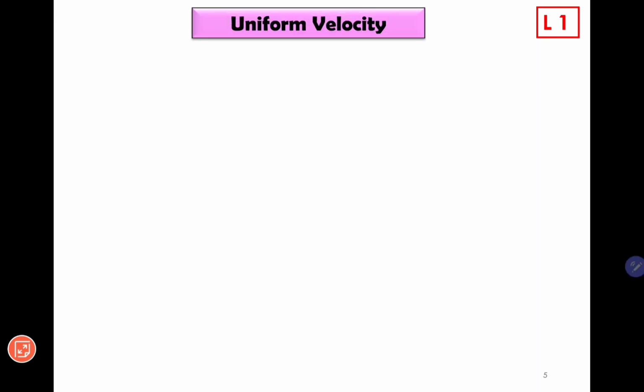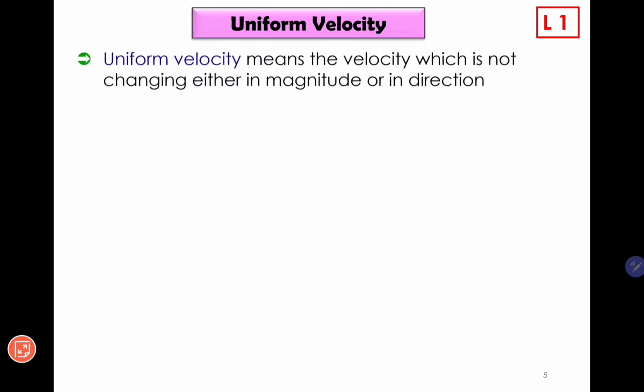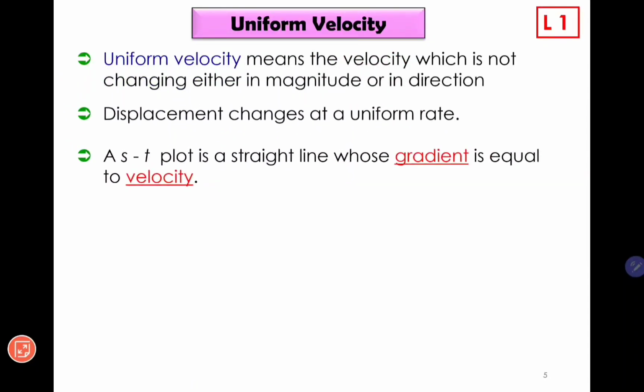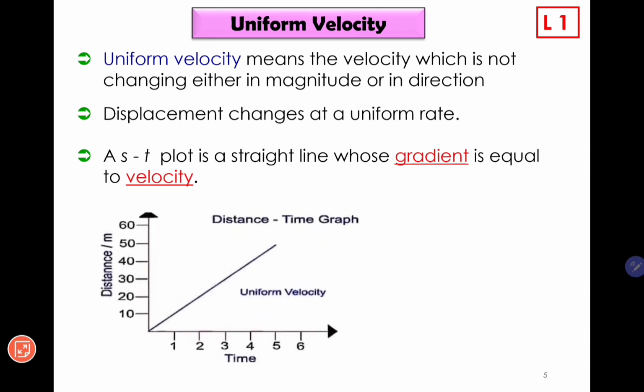Next, what does it mean by the uniform velocity? Uniform velocity means the velocity which is not changing either in magnitude or in direction, where the displacement changes at a uniform rate. S against t plot is a straight line whose gradient is equals to velocity. So for any uniform velocity case, by giving you a graph which is s against t, and the graph is under a straight line graph. So remember, the gradient now representing velocity.